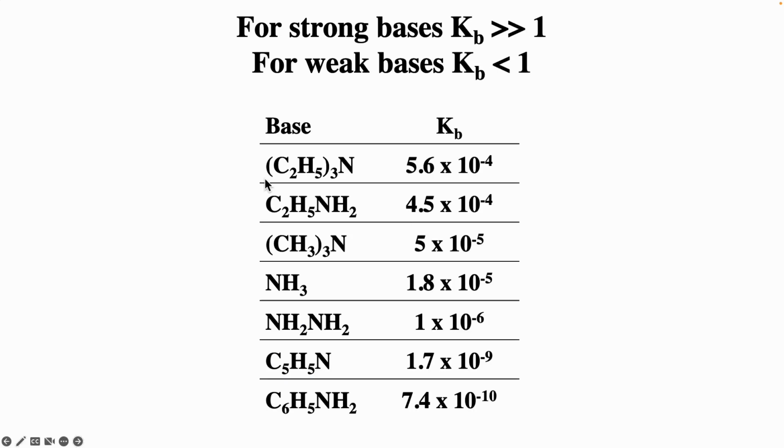Now here's a table of some bases. These are all weak bases. So strong bases, the Kb is going to be much, much greater than 1. We can treat it as infinite. For a weak base, the Kb is going to be less than 1. And so on this table, this is our strongest base. It's still just a weak base.